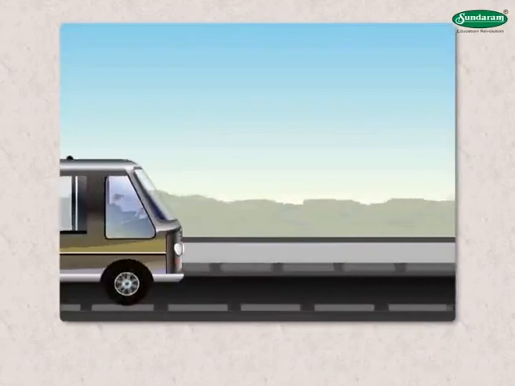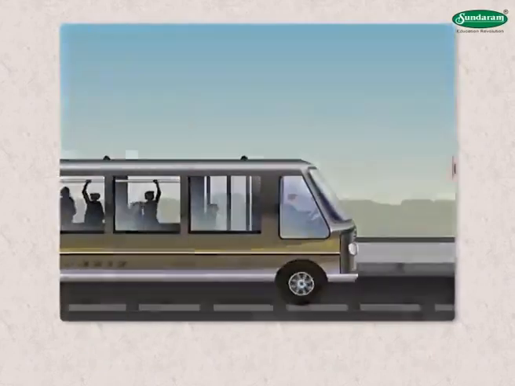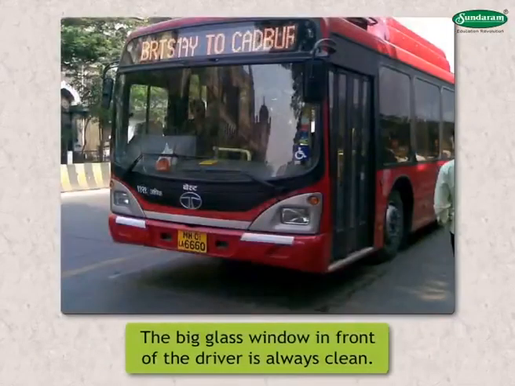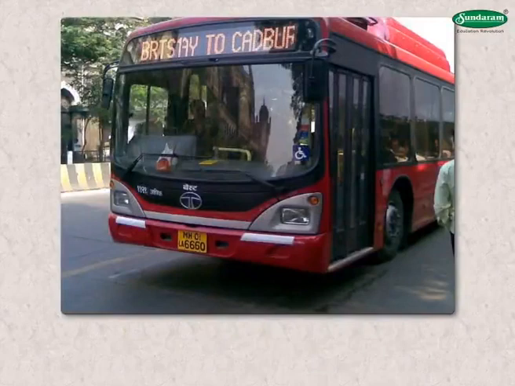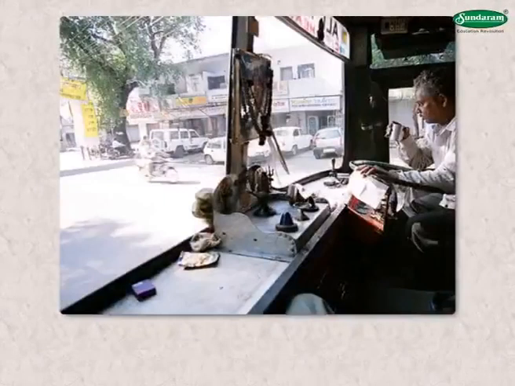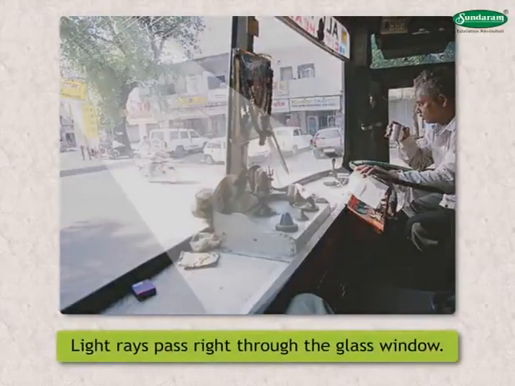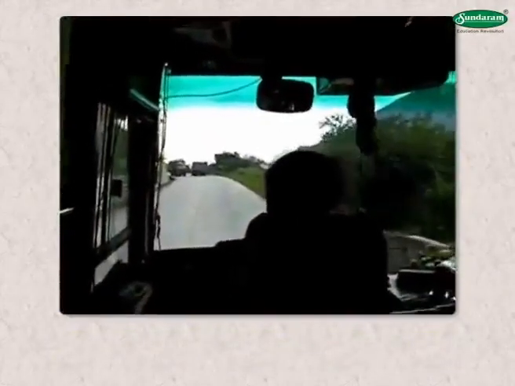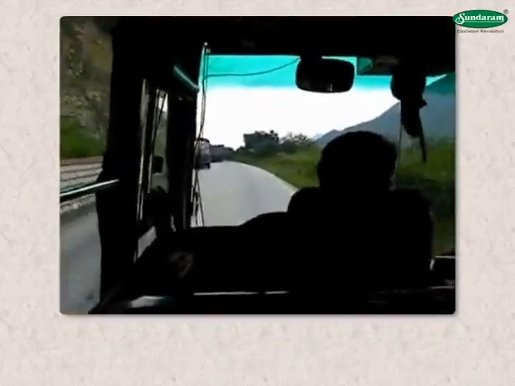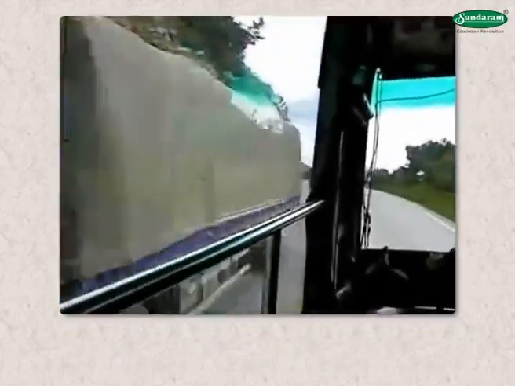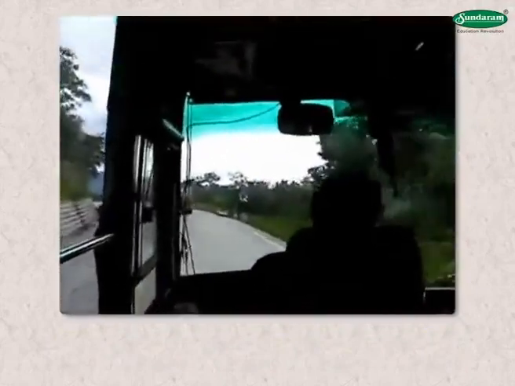When traveling in a bus, you must have seen its windscreen, the big glass window in front of the driver. It is always clean. But do you notice it easily? No, you don't. It is because light rays pass right through it. We easily see a vehicle in front of the bus through the windscreen, but not the windscreen itself.